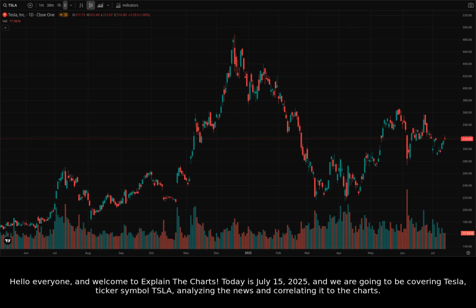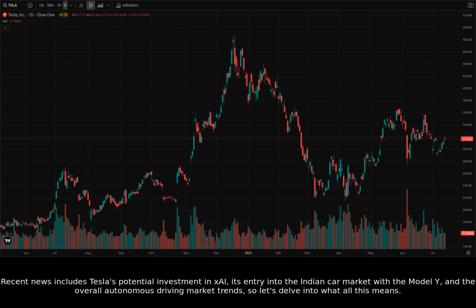Today is July 15th, 2025, and we are going to be covering Tesla, ticker symbol TSLA, analyzing the news and correlating it to the charts. Recent news includes Tesla's potential investment in xAI, its entry into the Indian car market with the Model Y, and the overall autonomous driving market trends, so let's delve into what all this means.